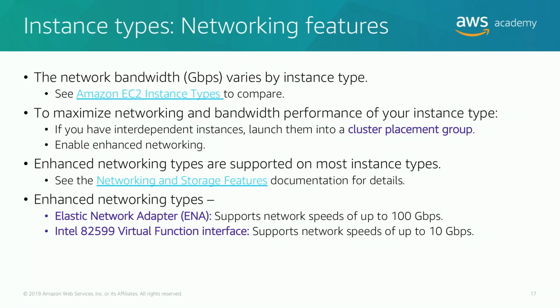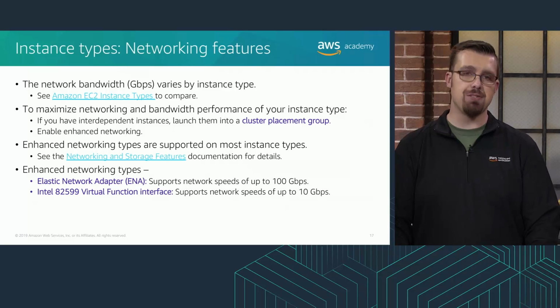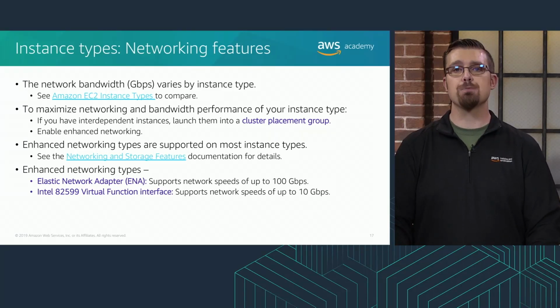In addition to considering the CPU, RAM, and storage needs of your workloads, it's also important to consider your network bandwidth requirements. Each instance type provides a documented network performance level. For example, an A1.medium instance will provide up to 10 gigabits per second, but a P3dn.24xlarge instance provides up to 100 gigabits per second. It is important to choose an instance type that supports your networking requirements.